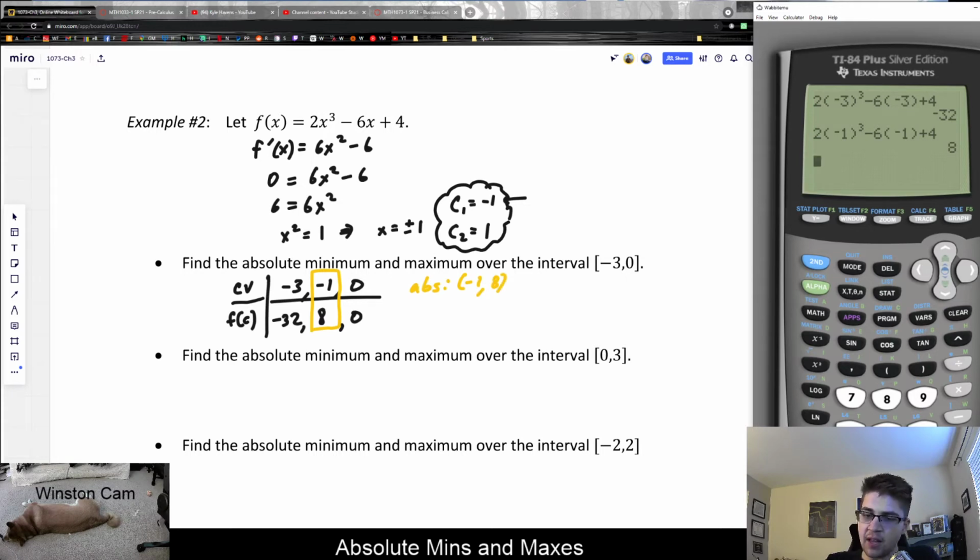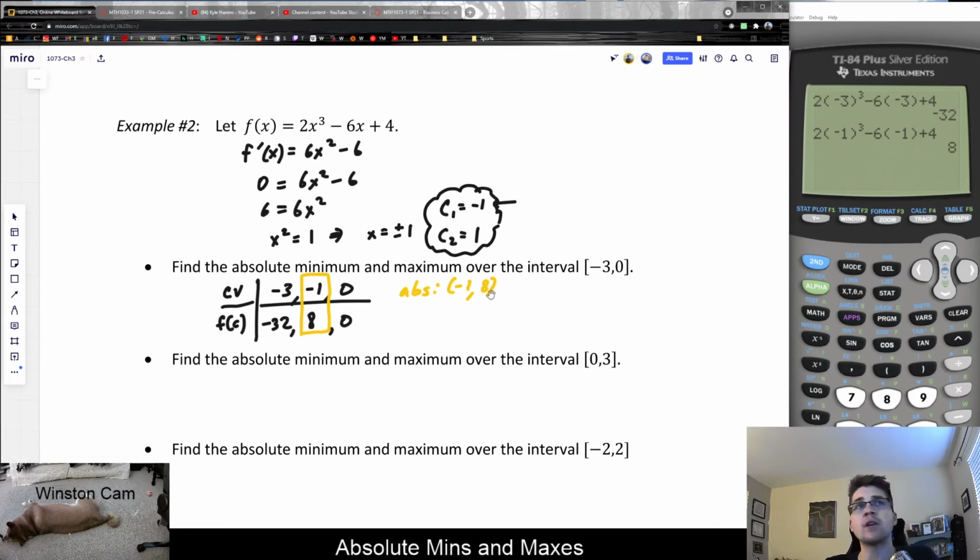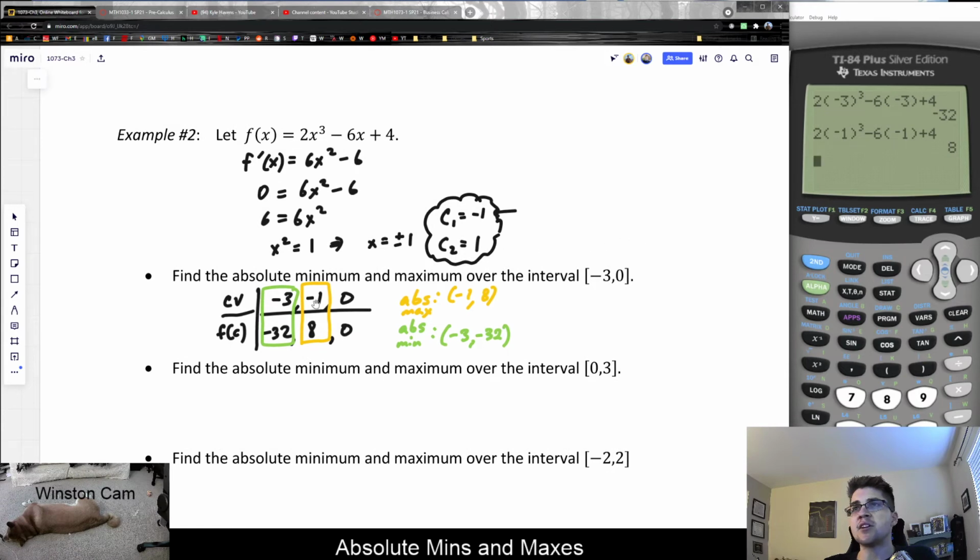A lot of times we like to write our points as ordered pairs on the curve, like coordinates. And then the smallest value obtained, which is negative 32, will be the absolute minimum. Sorry, I forgot to write maximum. The absolute minimum value on the interval will be negative 3 comma negative 32. And this one was the absolute maximum. And 0 comma 0 was the critical value in the middle, and this was the left endpoint.